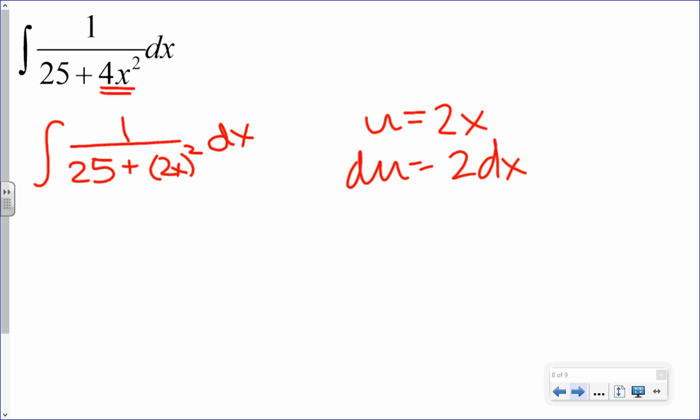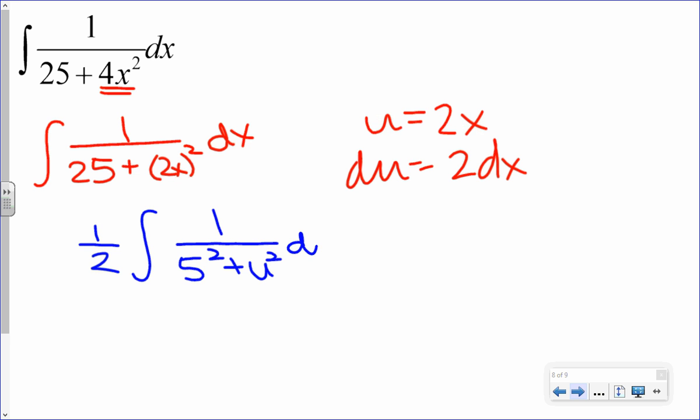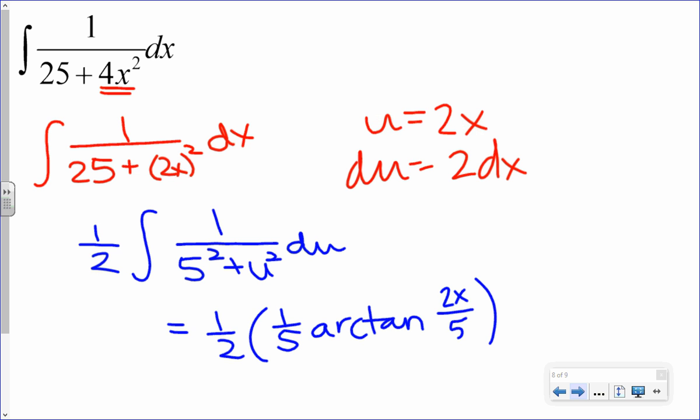So, I want us to take the antiderivative of 1/2 the integral of 1 over 5 squared plus u squared du. So we end up with 1/2 times 1/5 arctangent of u over 5 plus C. And if you want to write that as 1/10 arctangent of 2x over 5, that's fine. I'm not going to make you multiply it through, but you can. The book's going to have 1/10 arctangent of 2x over 5.